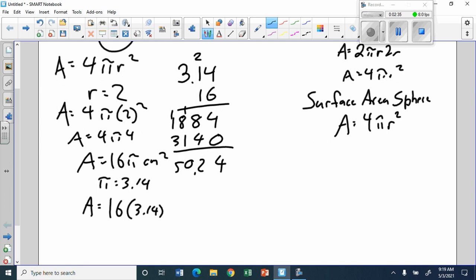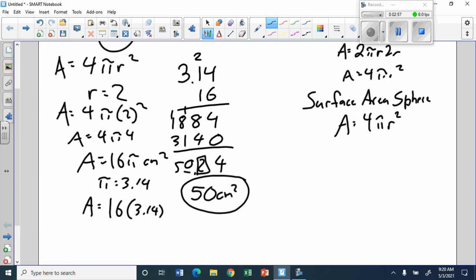So I get 50.24. Do the directions ask for anything specific? What do they ask? Nearest square centimeter. So I'm going to look at the 0.2 says to go down. So 50 centimeters squared. So for a golf ball, the surface area is 50 centimeters squared.